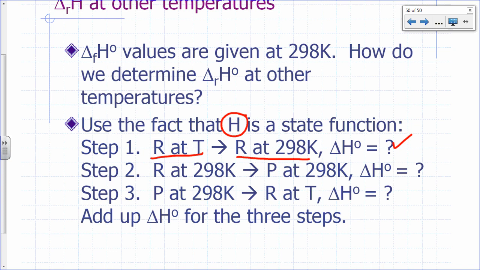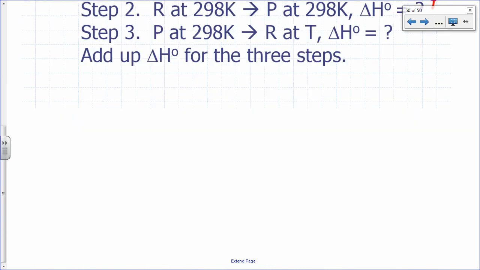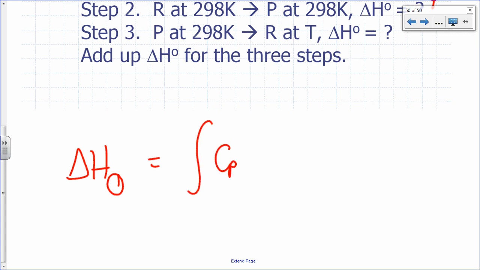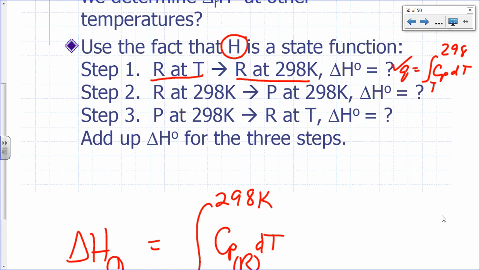What's the delta H for step 1? No chemical change. All you're doing is changing the temperature. What's this delta H? It's just going to be Q. It's the integral of Cp dT from whatever T is to 298, right? So let me write that down here. Delta H for step 1 is just the integral of Cp of my reactant dT from whatever temperature I'm interested in to 298 Kelvin.